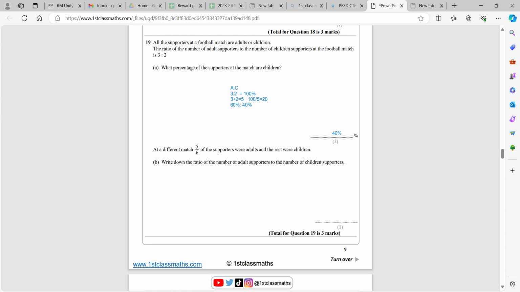At a different match, 5/6 of the supporters were adults and the rest were children. Write down the ratio of the number of adult supporters to the number of children supporters. With 5/6 were adults, then something over 6 needs to make that 5 become 6. So it's 1/6, because 5 plus 1 gives me my total of 6. So the number of adult supporters to the number of children supporters is 5 to 1.